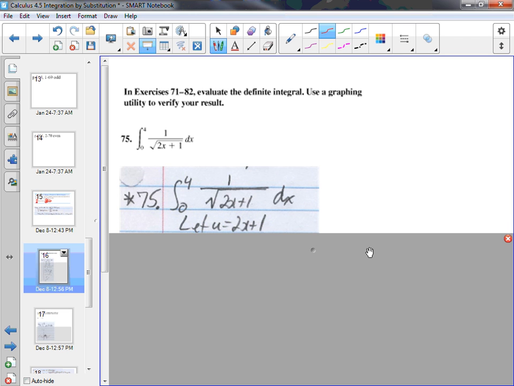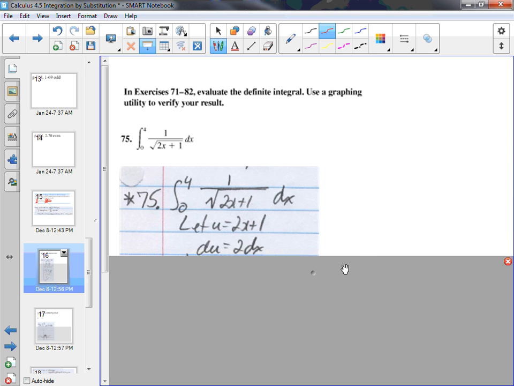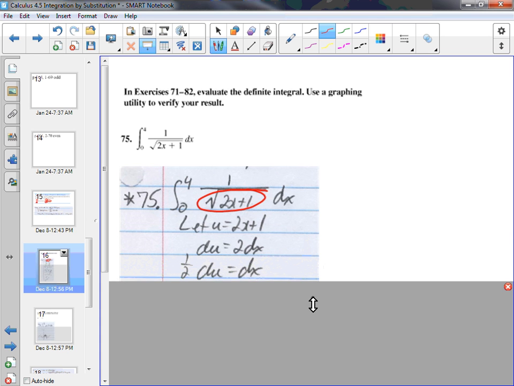All right, if u equals 2x plus 1, what does du equal? 2 dx. All right, now let's stop and think for a minute. All of that's going to be replaced with a u, or 1 over square root of u, I mean. So that's going to be 1 over square root of u, and then the dx needs to be replaced with something. Well, not a 2 though, right? Don't need a 2. So I'll multiply both sides by 1/2, and I get 1/2 du equals dx.